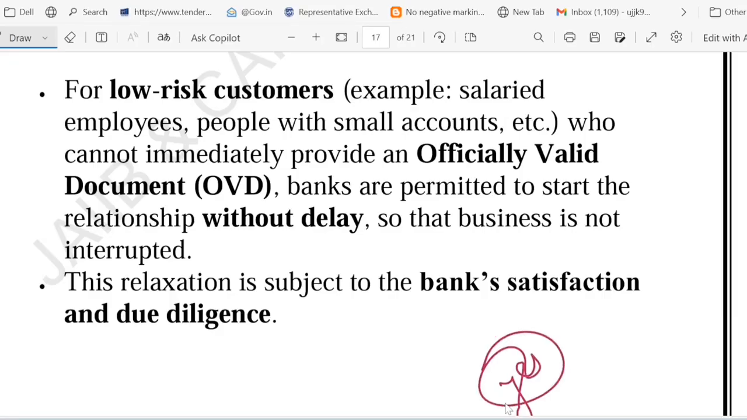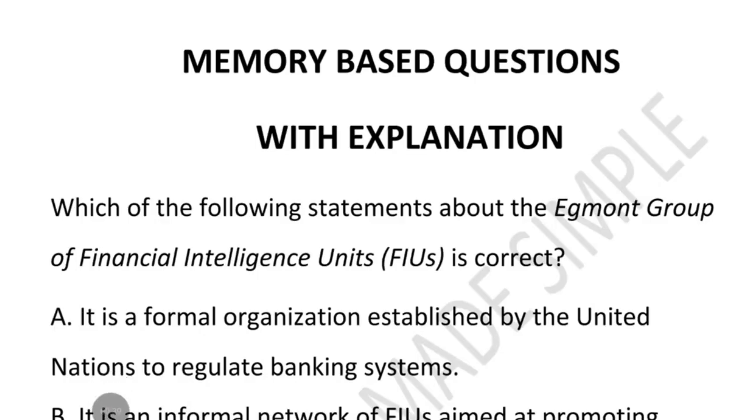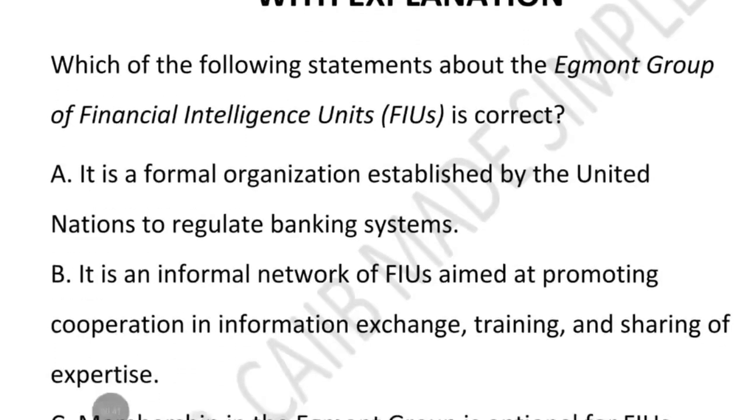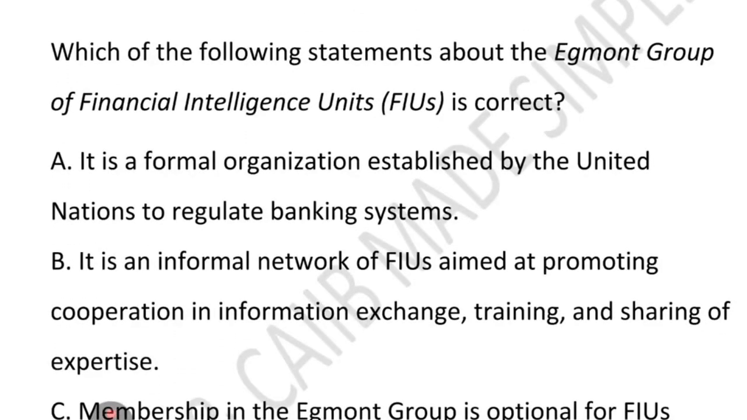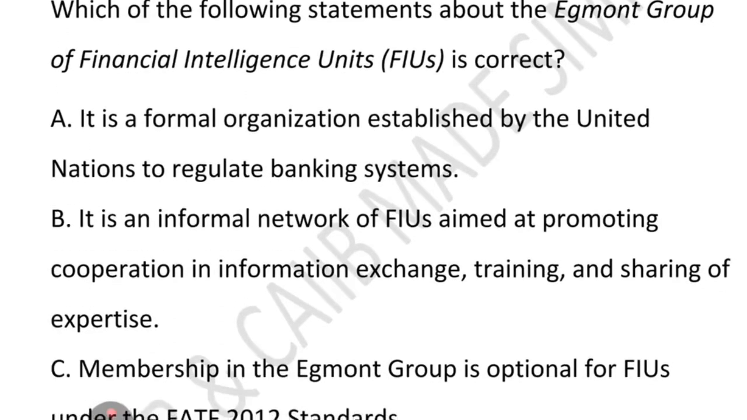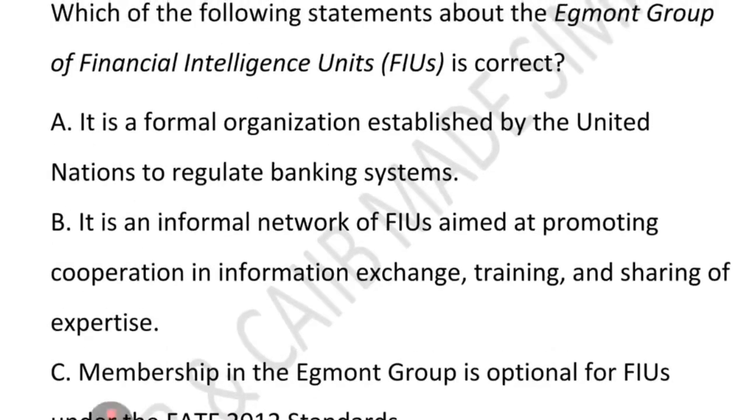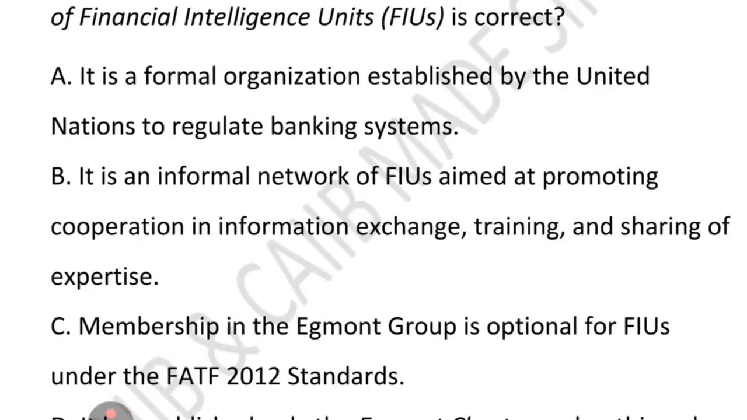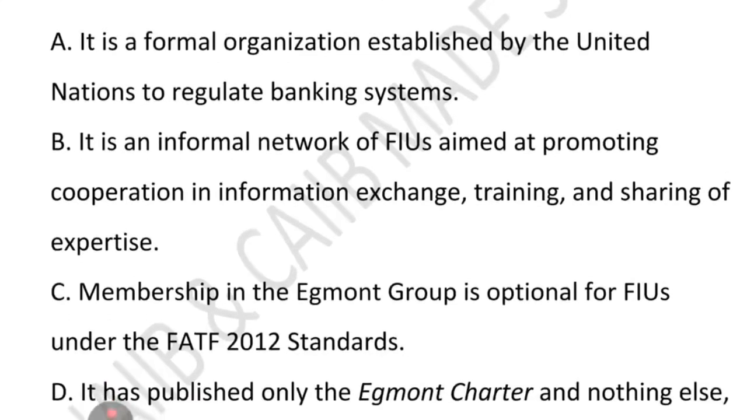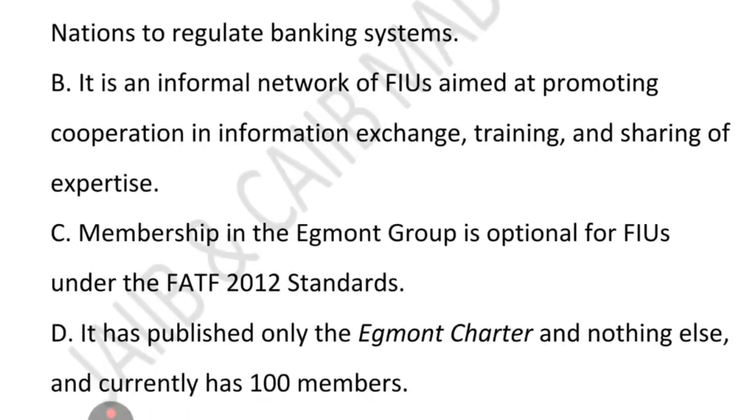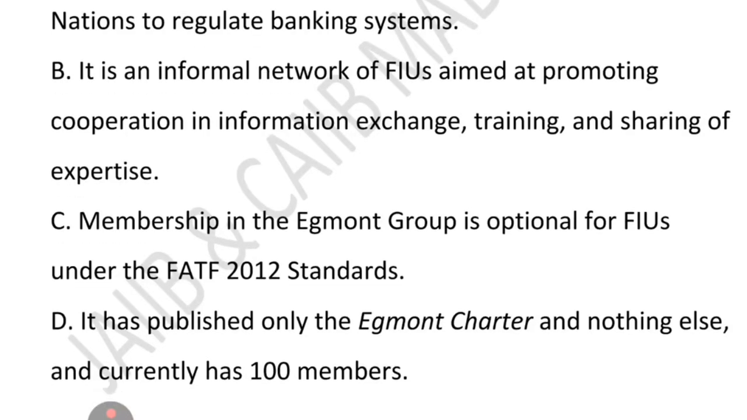Which of the following statements about the Egmont Group of Financial Intelligence Units is correct, right? Option A says it is a formal organization established by the United Nations to regulate the banking system. Option B, it is an informal network of FIUs aimed at promoting cooperation in information exchange, training and sharing of expertise. Option C, membership in the Egmont Group is optional for FIUs under the FATF 2012 standards. Option D, it has published only the Egmont Charter and nothing else and currently has 100 members.